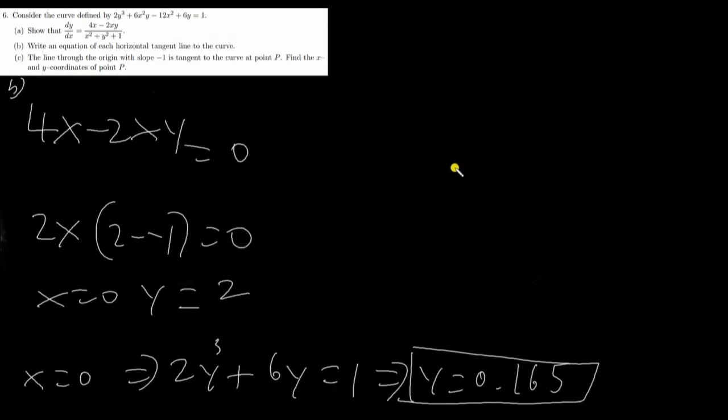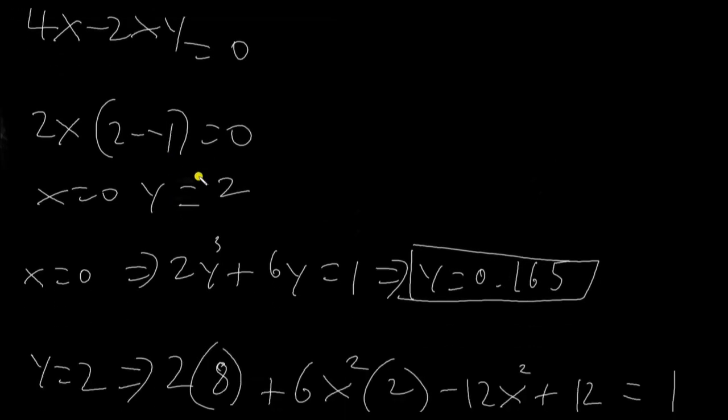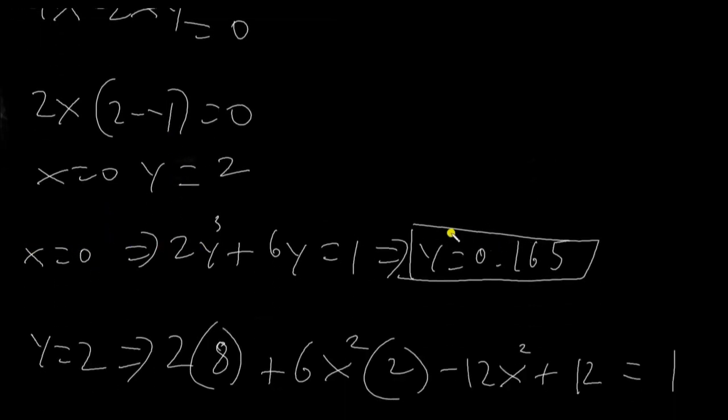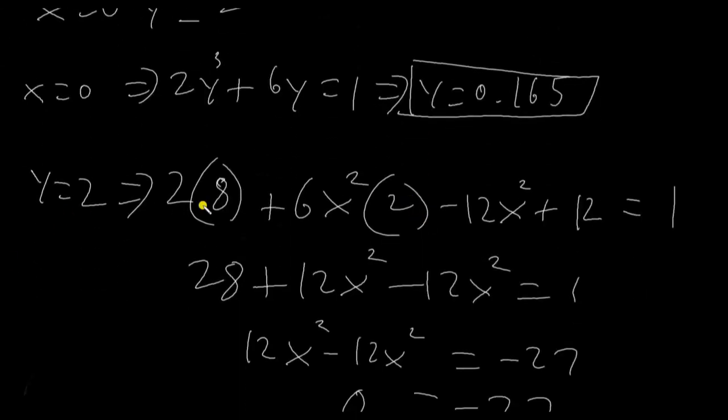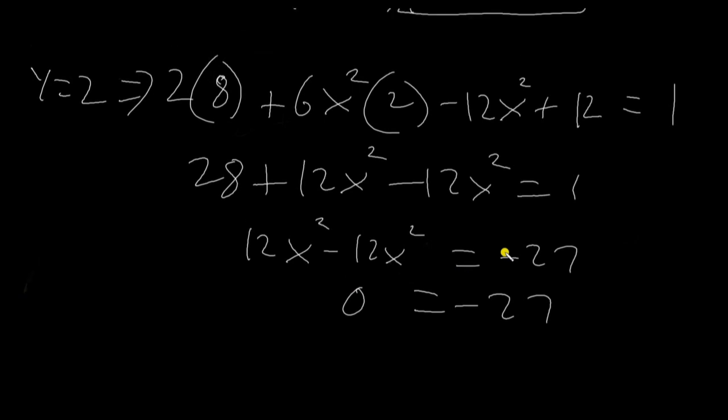And then in terms of points here, we would have 1 point for setting the derivative equal to 0. We'd have another point for solving the derivative equation. We'd have a third point for plugging in x equals 0 and finding the corresponding y value. And we'd have a fourth point for plugging in y equals 2 and figuring out that the x value is not possible, so there wouldn't be a solution there.